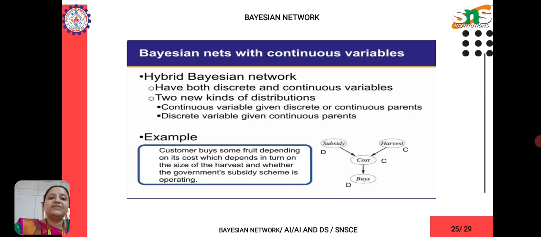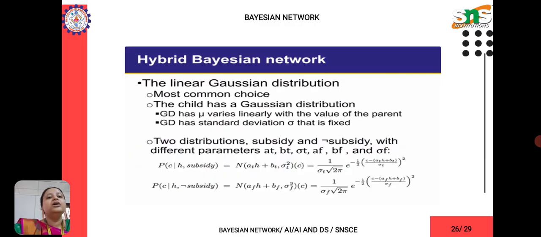Again, when I come to hybrid Bayesian networks, they have both discrete and continuous variables. It has two kinds of distribution, one continuous and another discrete. This is the way you will be dealing with it. In hybrid Bayesian networks, there is a possibility of using a Gaussian distribution. The Gaussian distribution is one of the methodologies implemented for hybrid Bayesian networks.